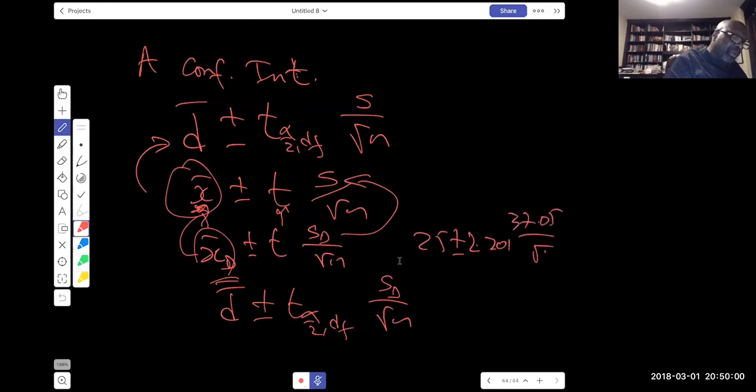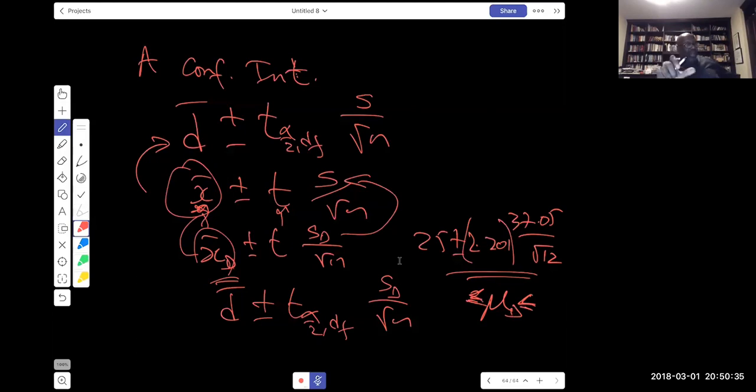37.05 over the square root of 12. If you use that, you will get a confidence interval for mu d. I'll let you finish that up at home. That confidence interval for mu d, you should end up getting a confidence interval where the 0 is not present in the interval. When 0 is not present in the interval, that means that you do have evidence of a difference. Whenever 0 is present in that interval, you don't have evidence of a difference.